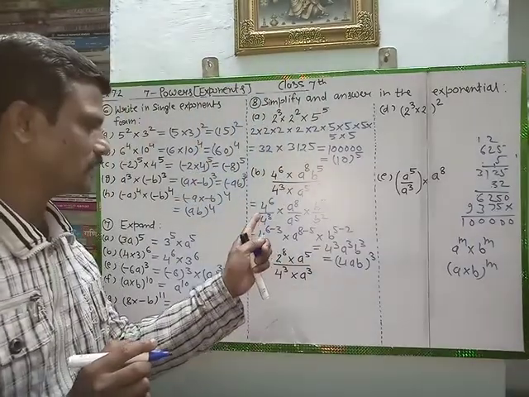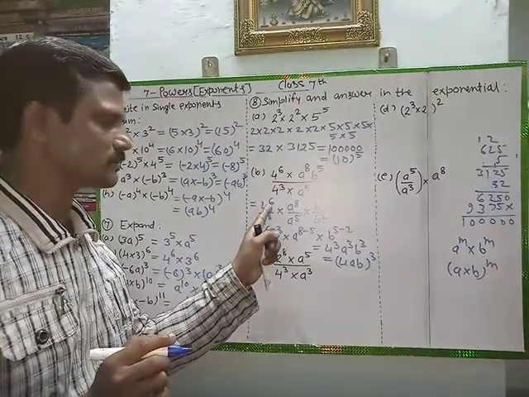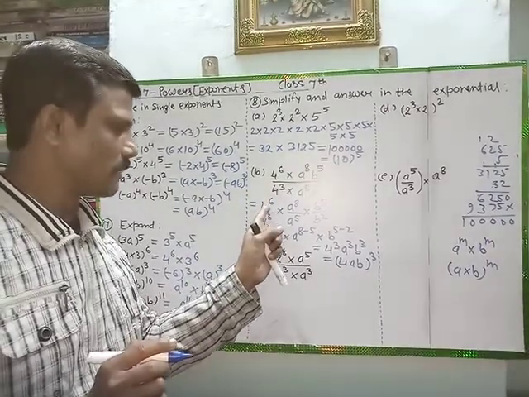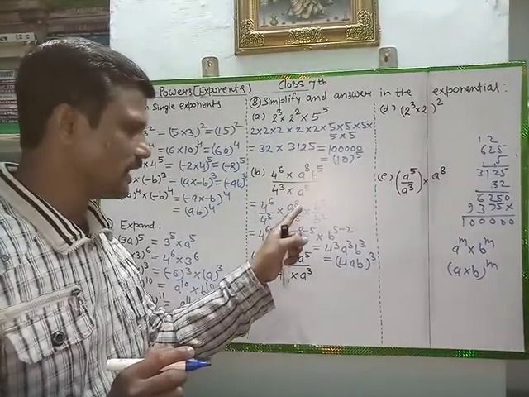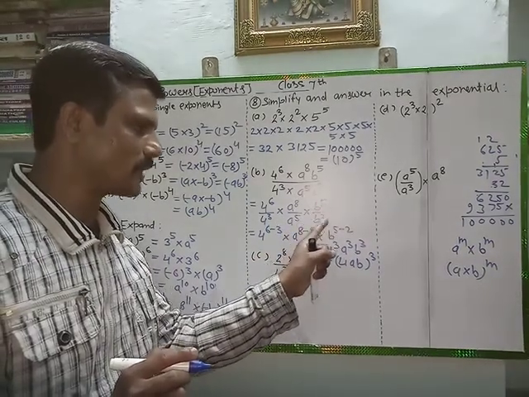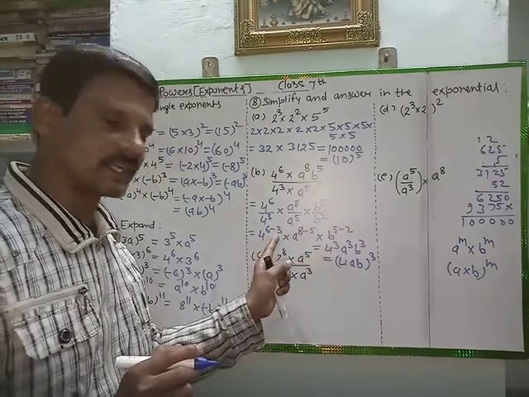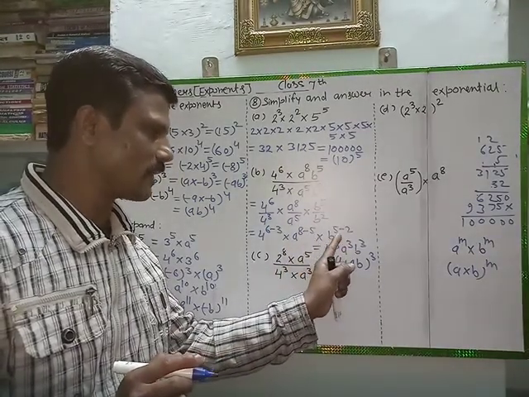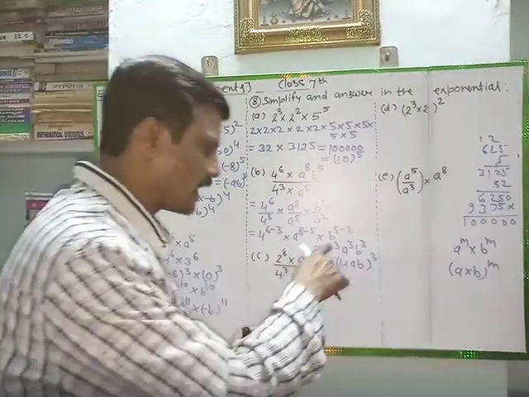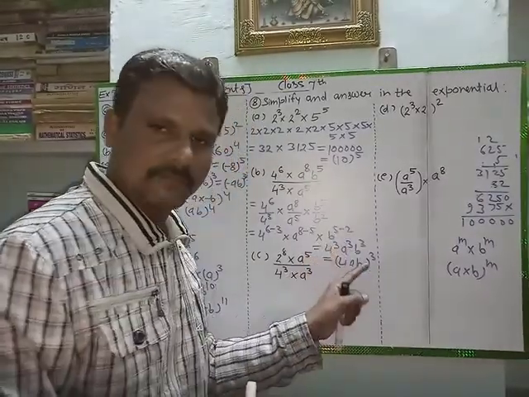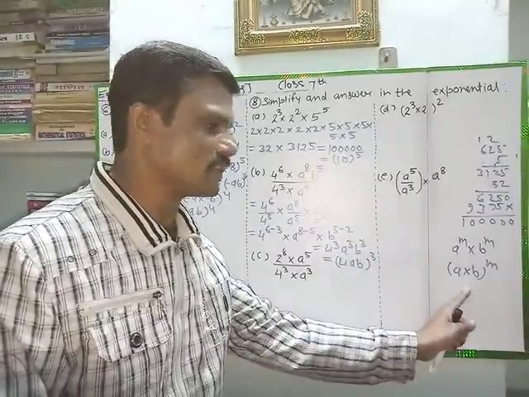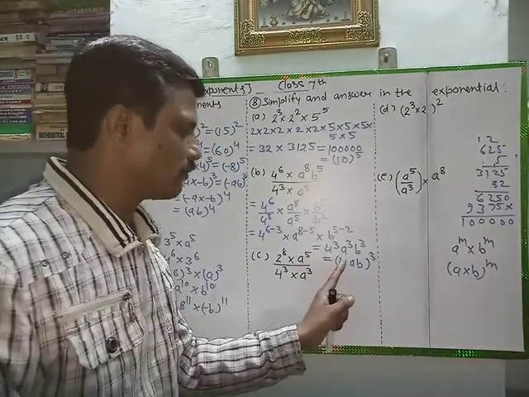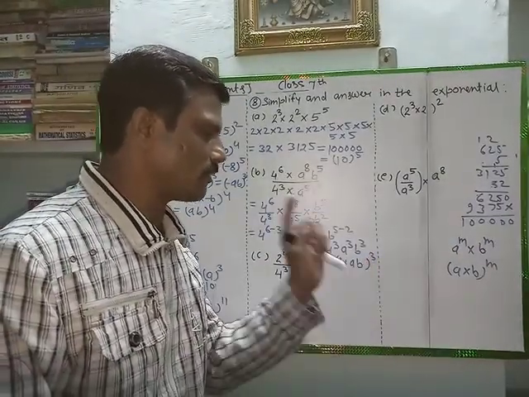Okay, it is division, so in the division case the base is the same, so we will subtract the powers. So 6 minus 3, 8 minus 5, 5 minus 2. Okay, 6 minus 3 is 3, 8 minus 5 is 3 and 5 minus 2 is 3. And if the power is the same then we can write it by the law (ab) to the power m, which means 4ab to the power 3.